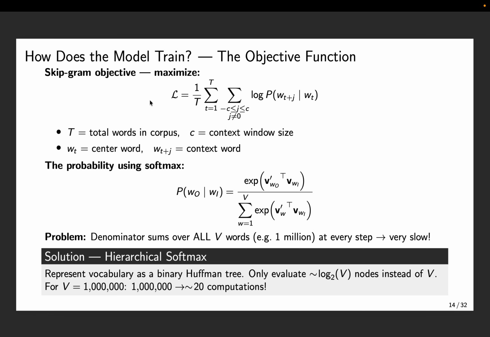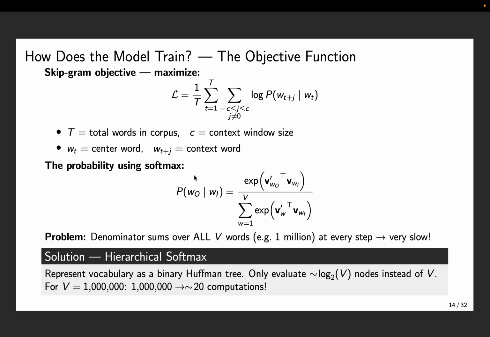Now coming to the training objective, let's formalize it mathematically. For skip-gram, we want to maximize the following log likelihood. So L is equal to 1 by T times the sum over all positions t, and for each position, the sum over context offsets j from minus c to plus c, excluding 0, of log p(w_{t+j} | w_t). Breaking this down, T is the total number of words in the corpus, c is the context window size, w_t is the central word, and w_{t+j} is the context word. We are essentially saying, for every word in the corpus, maximize the probability of all words around it.